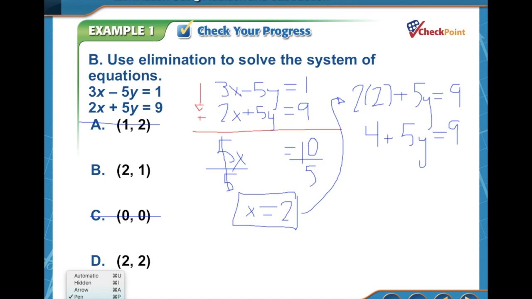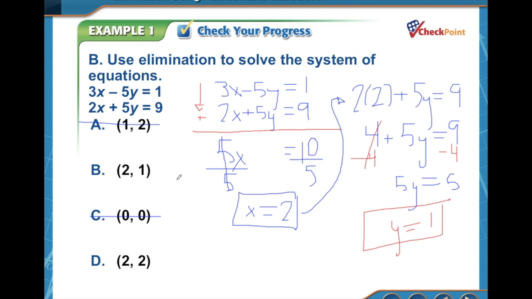Now what can we do to get our variable by itself? Hopefully these are making more sense as we work through these equations over and over again. Subtracting 4 to both sides will eliminate this number. That becomes a 0. All right, and now we have 5y equal to 5. Great. And 5 times what number equals 5? Well, we should all be able to see that the answer there, if we divide both sides by 5, y equals 1.